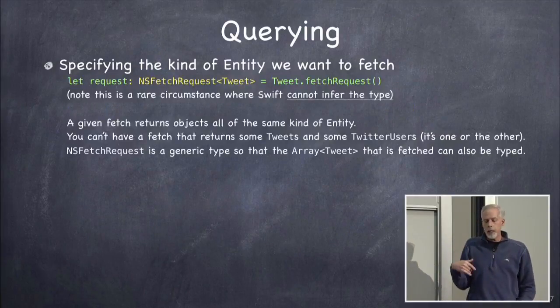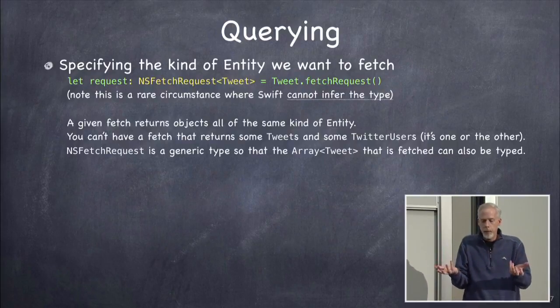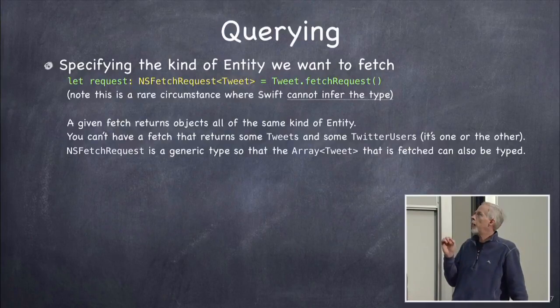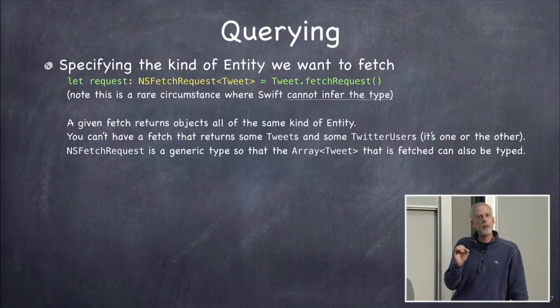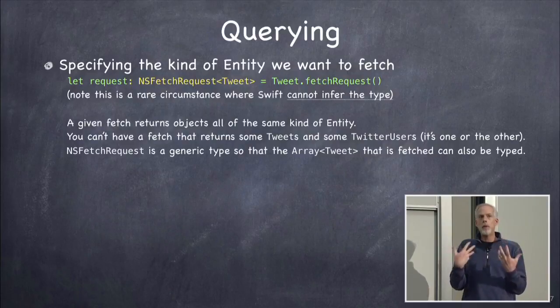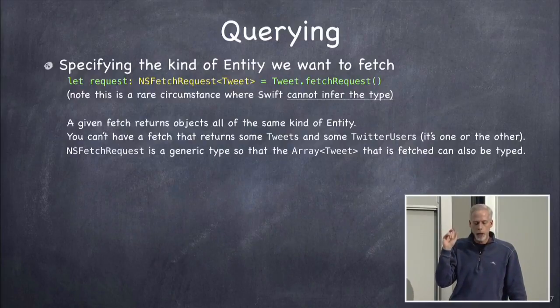So getting the fetch request is easy. We're going to use that little static function that the extension I talked about made for us, called fetchRequest. Now, this is one of the very few times when Swift cannot infer the type of this return value. I should put this in red because it's so rare. Swift can almost always infer things. But it turns out NSManagedObject has a fetchRequest method, and it returns a more generic kind of fetch request. And so when you're getting it, it doesn't quite know which one you want. So when you ask a tweet for its fetch request right here, you have to tell it that you want the one in tweet, not the one from its superclass.